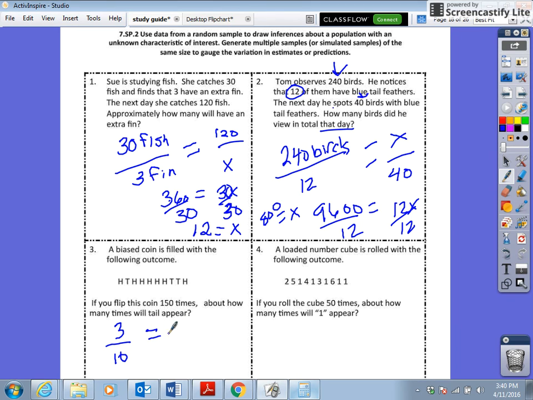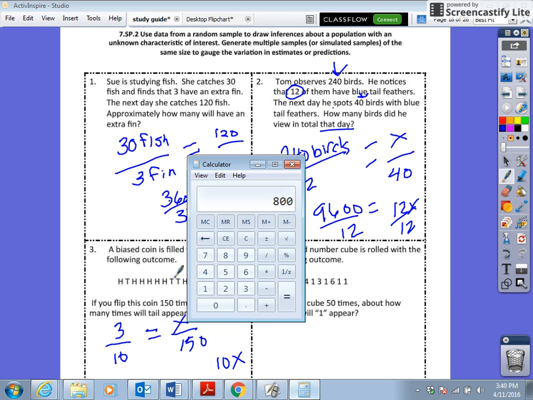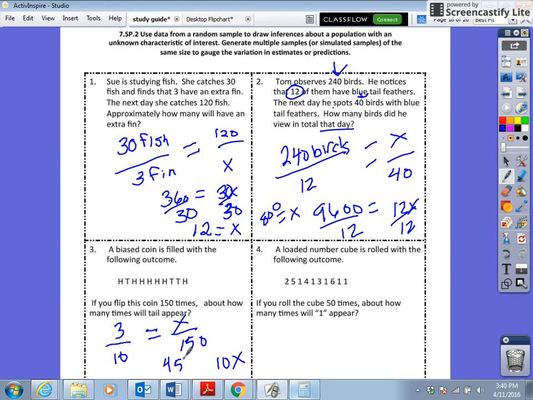If he flips it 150 times, how many times will tails appear? Same thing. 10x, 150 times 3, clear. 150 times 3 equals 450. And of course, when we divide by 10 and we divide by 10, that equals 45. So x equals 45. He should expect that tails come up 45 times out of 150.